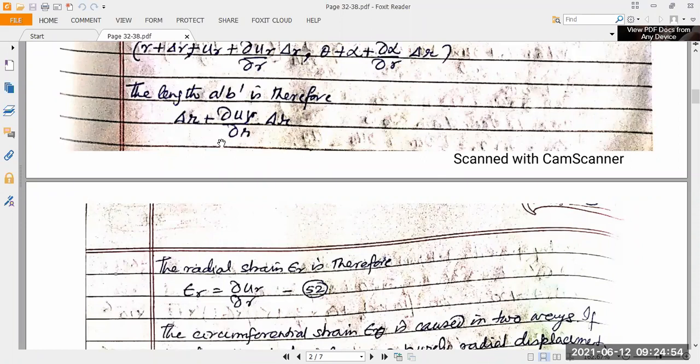The difference between the original and final length will be only dUr by dr into delta r, and the strain is the difference divided by the original length, that is dUr by dr multiplied by delta r divided by delta r itself. Delta r was the original distance between A and B. So the delta r will cancel each other, and dUr by dr is equal to the radial strain, epsilon r. So we got the radial strain here.